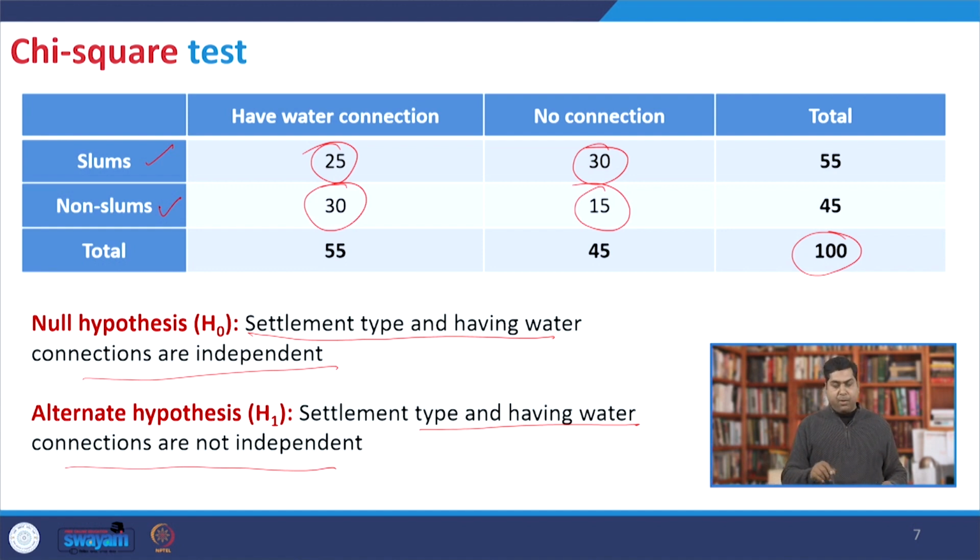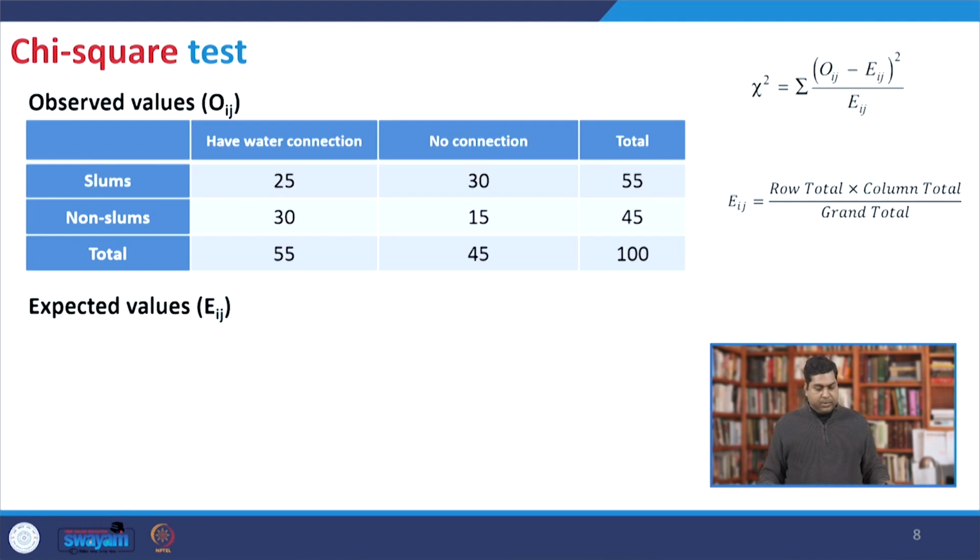So what we now conclude, maybe apparently, is that the non-slum area is having better connectivity. Maybe after calculation, we will look into the result to see whether our assumption is correct or not. But to check it, we have to formulate the null hypothesis, where in this case we say the settlement type and having a water connection are independent. So there is no such relationship, and the alternative is just the opposite of that. Now let us go ahead with the table.